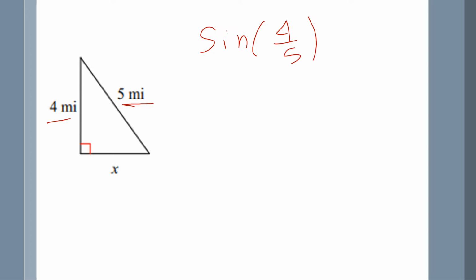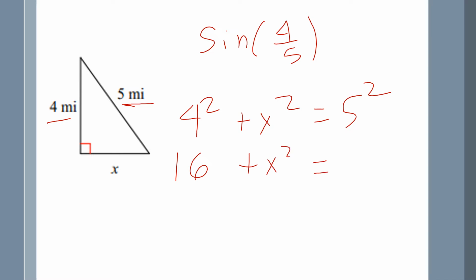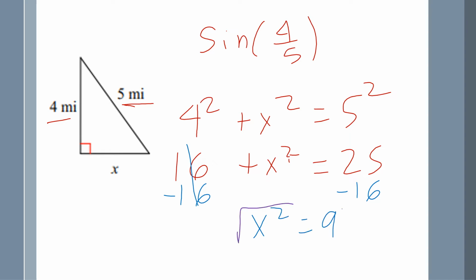Opposite over hypotenuse. So let's go ahead and do this trig Pythagorean theorem. So 4 squared plus x squared equals 5 squared. So 16 plus x squared equals 25. And then when I subtract 16 from both sides, x squared equals 9. And then if I square root both sides, I get x equals 3. It's just like that.